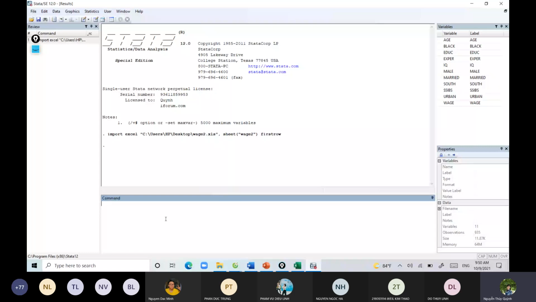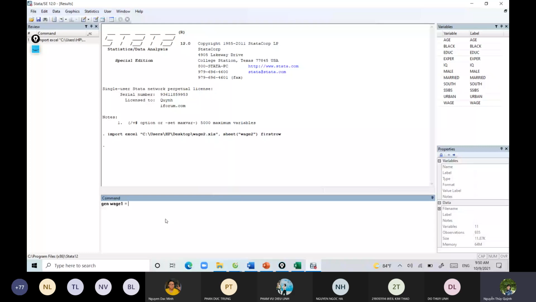For example, I will use the command generate, or gen, then space and the name of the new variable. You can put anything there. For example, I call it wage1, equal to the old wage variable divided by 1,000.